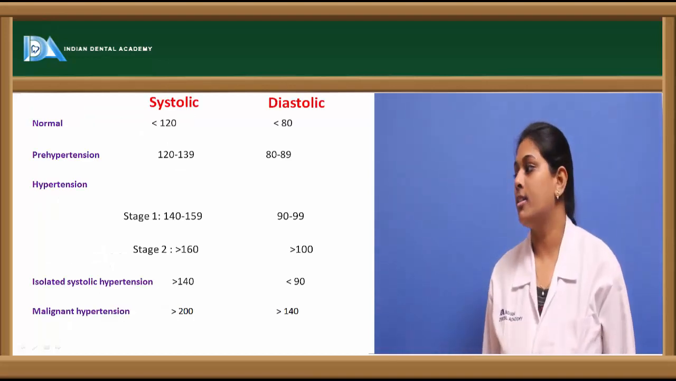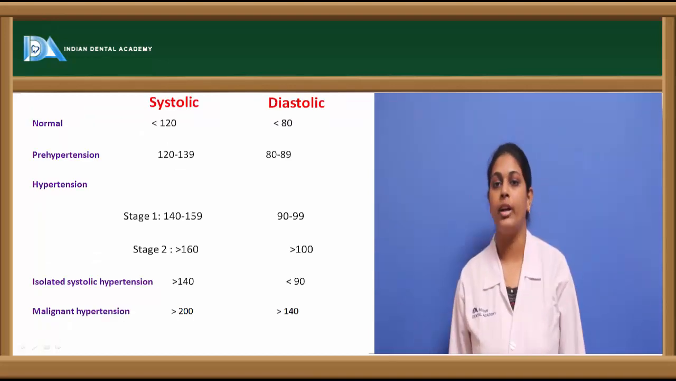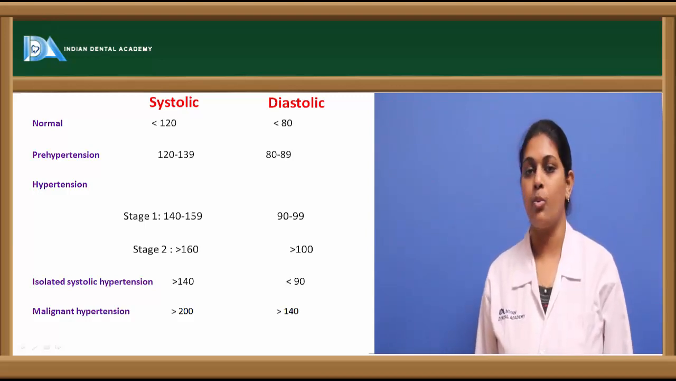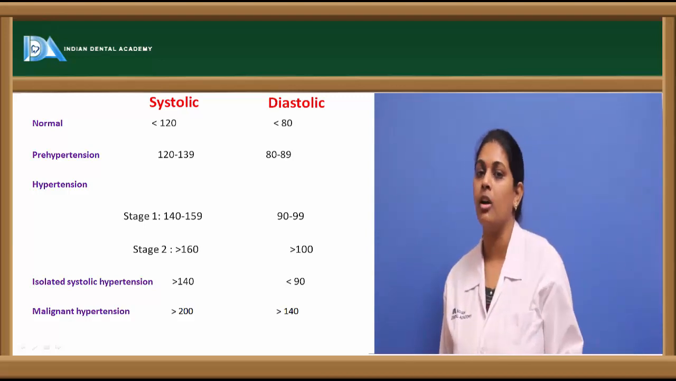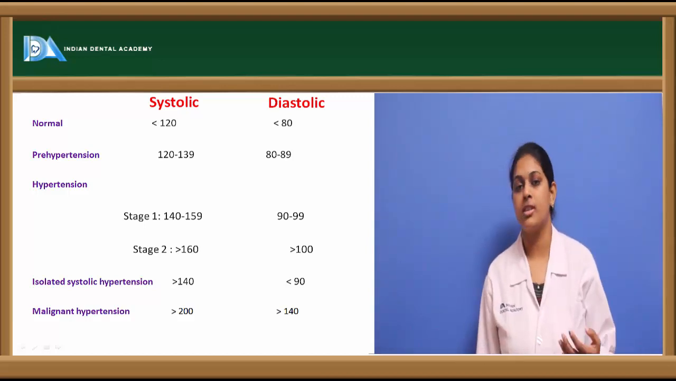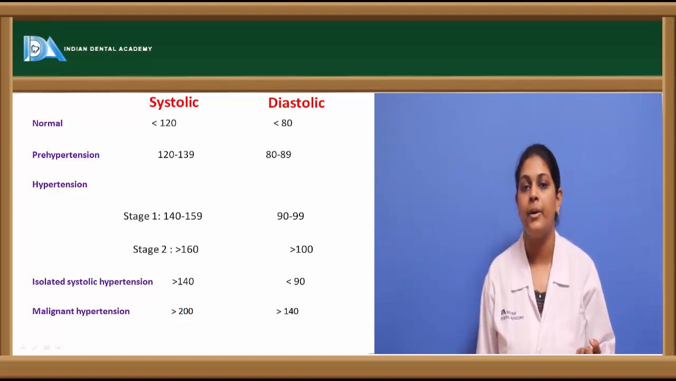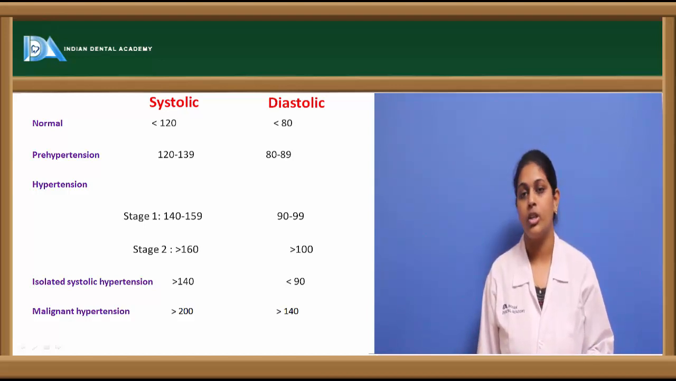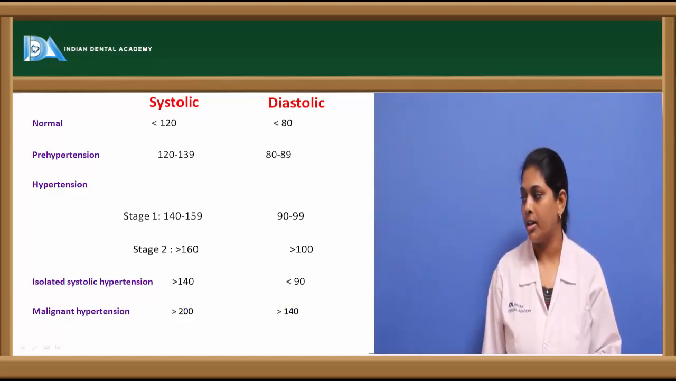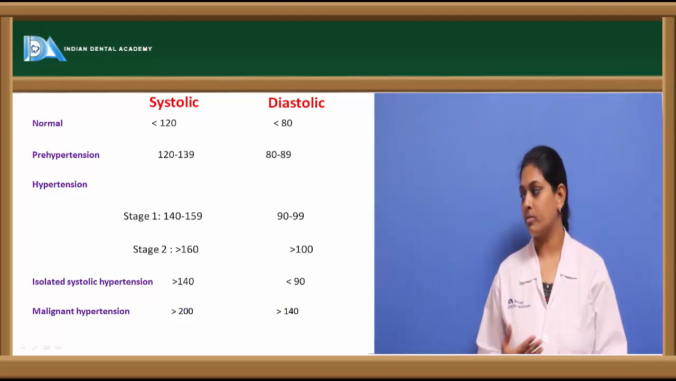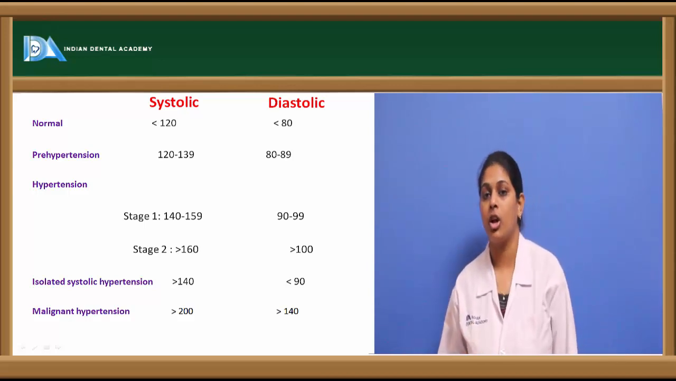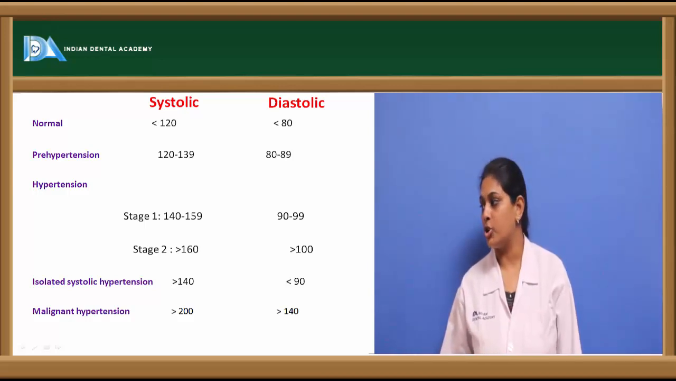So normally the systolic pressure is less than 120 and the diastolic pressure is less than 80. That is, 120 by 80 is considered to be a normal blood pressure, but a patient is said to be prehypertensive when the systolic pressure ranges from 120 to 139 and diastolic from 80 to 89. And a patient is said to be in hypertension stage 1 when it is 140 to 159 and 90 to 99 in diastolic, and stage 2 when the systolic pressure is more than 160 mmHg and the diastolic more than 100 mmHg.